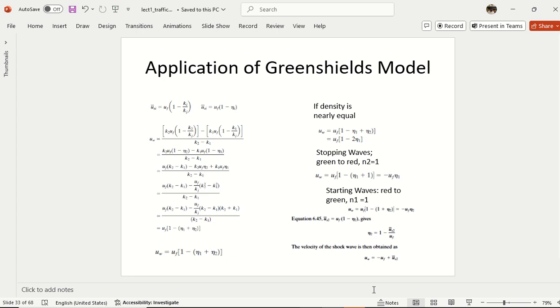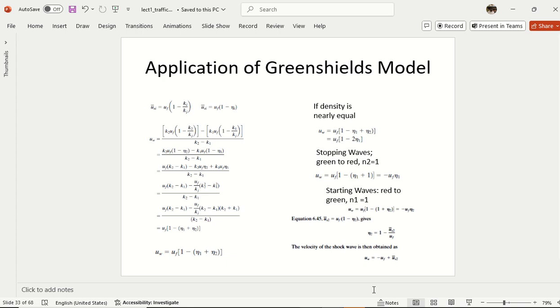Then if it is a stopping wave, what will happen? The signal will go from green to red. So what is my K2? Signal was green, now it is red. Jam density. So my K2 equals jam density, and eta 2 will become 1. Eta was K upon Kj, right? So if your K is equal to Kj, then eta equals 1.